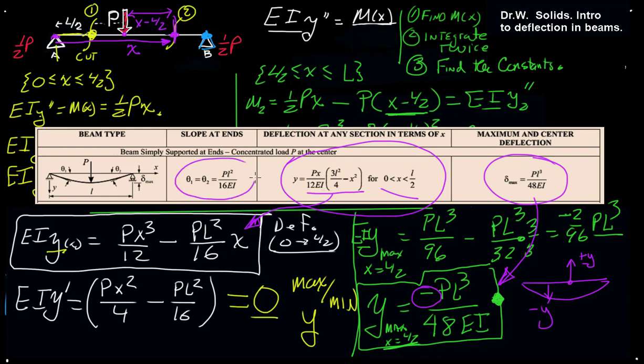This can also be interesting. The slope at specific locations. Right now we know the slope at the center is 0, but we might want to solve for the slope at x equal to 0, the starting point. So at x equal to 0, y prime will be 1 over EI. That goes to 0, and we get PL squared on 16. So there's our PL squared on 16 EI, which is slope.